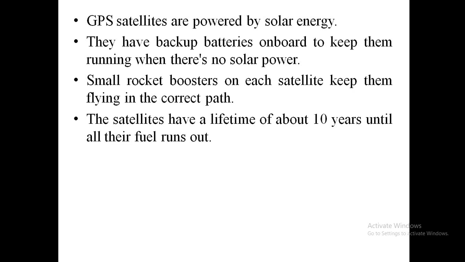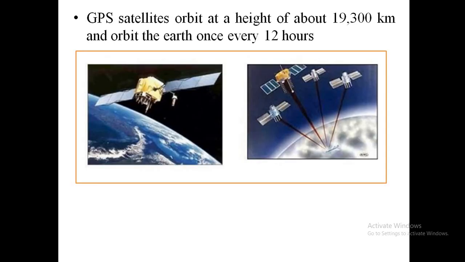GPS satellites are powered by solar energy, and they also have backup batteries on board to keep them running when there is no solar power. Small rocket boosters on each satellite keep them flying in the correct path. The satellites have a lifetime of about 10 years until all their fuel runs out. The GPS satellites orbit at a height of about 19,300 km and orbit the Earth once every 12 hours.